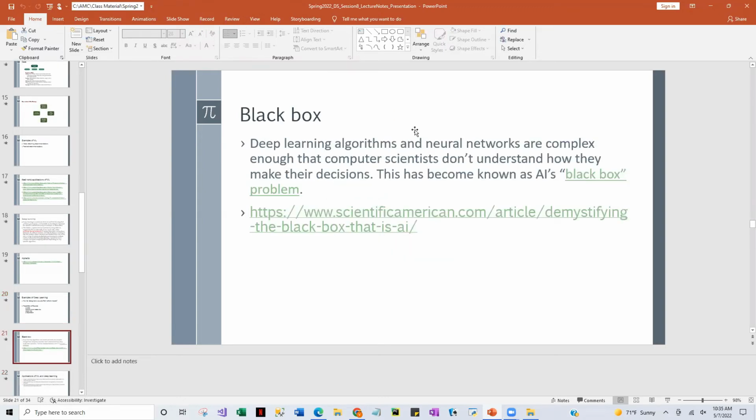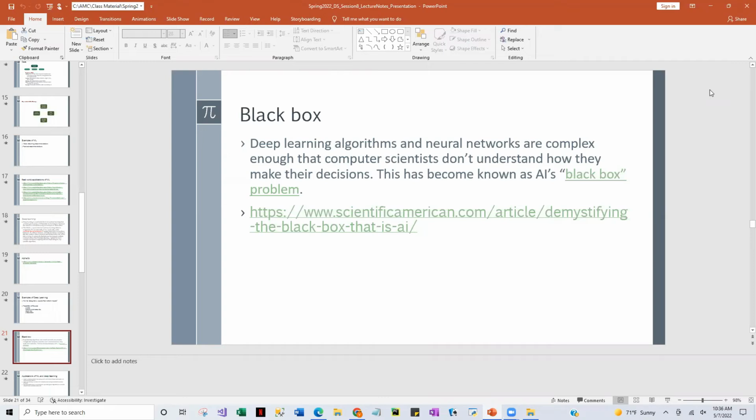Then one thing I want to talk about is a black box. We have deep learning algorithms and neural networks. They are really complex. And even the computer scientists don't know why that program made that decision. We don't know yet. We are still looking into it. That is called the black box.